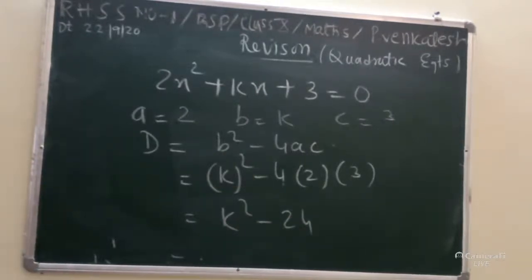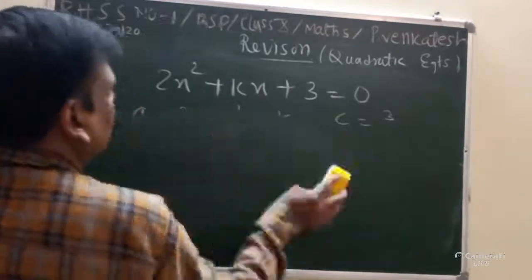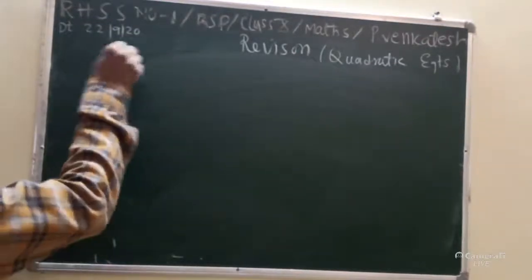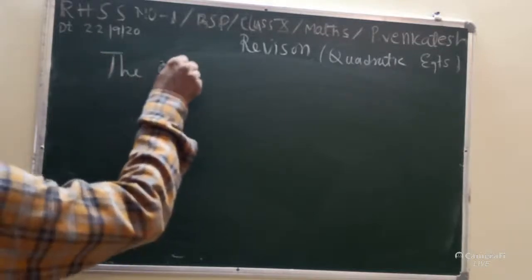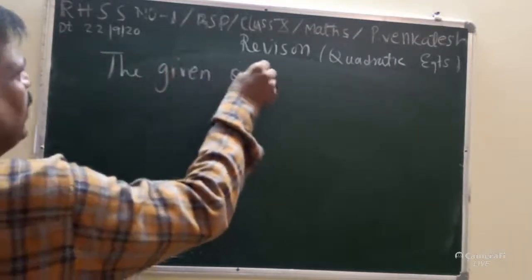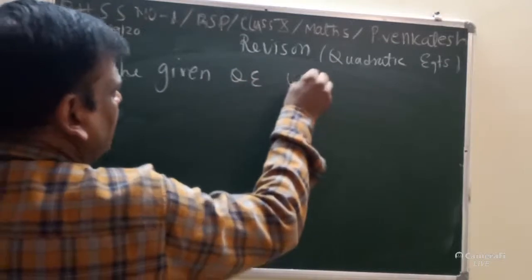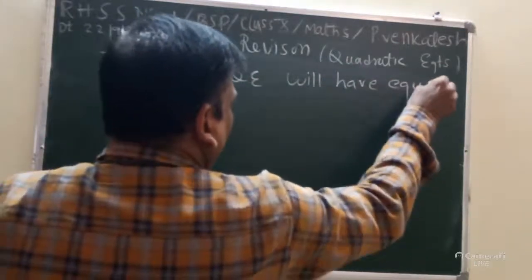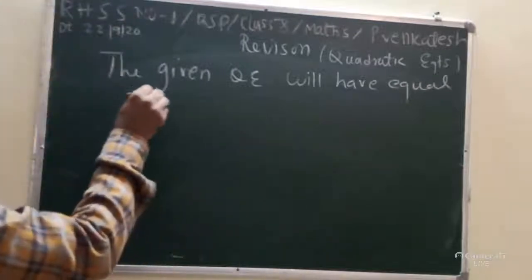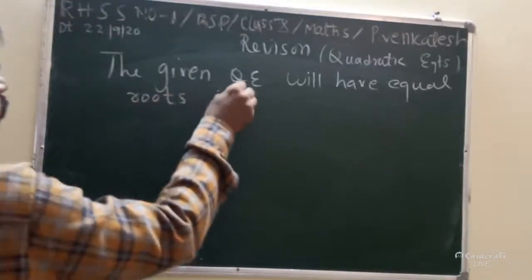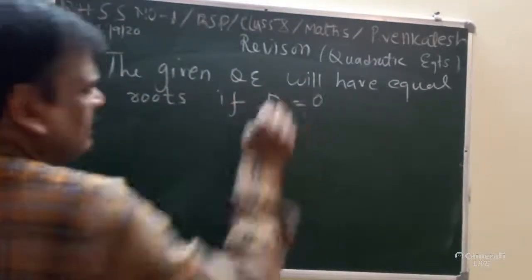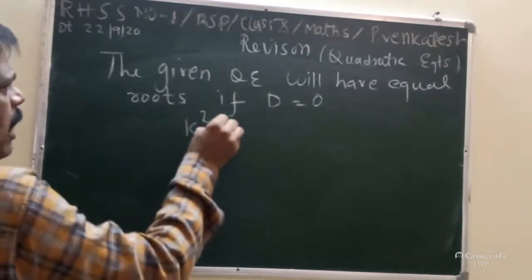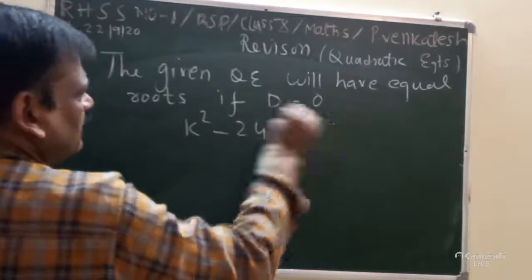Now the given quadratic equation will have equal roots if the value of d is equal to 0. You will write, the given quadratic equation will have equal roots if d equal to 0. Now what is the value of d? How much you got? k square minus 24 equal to 0.